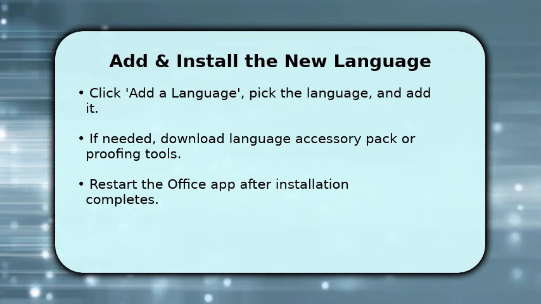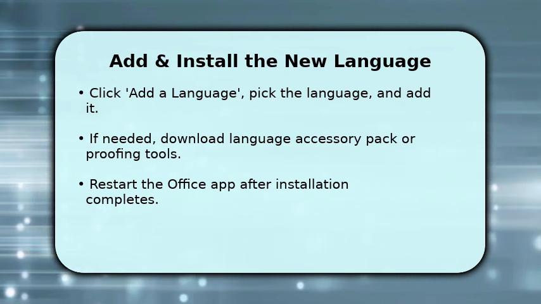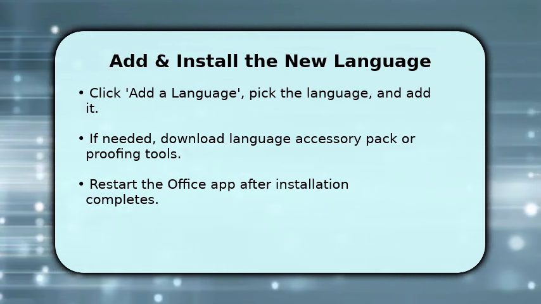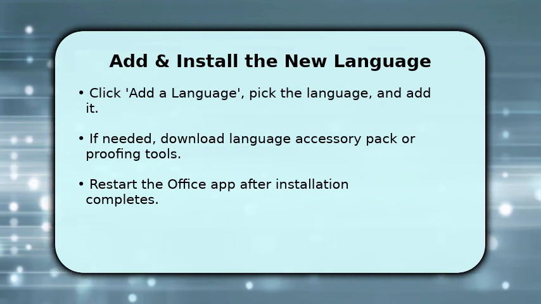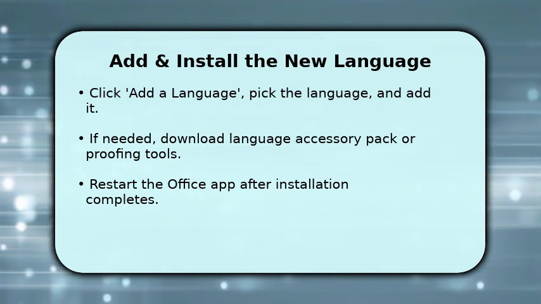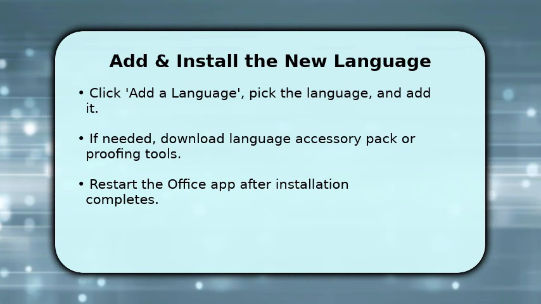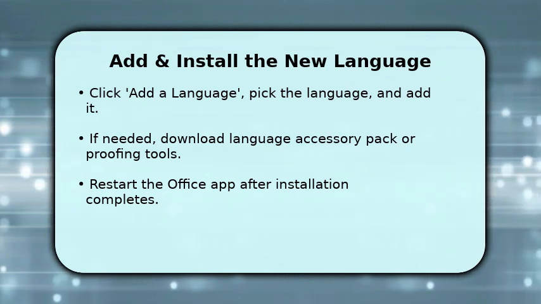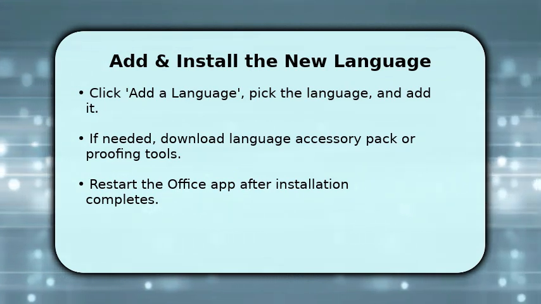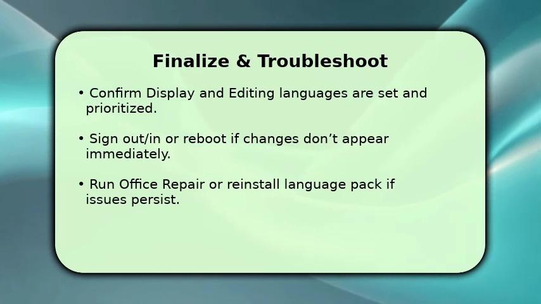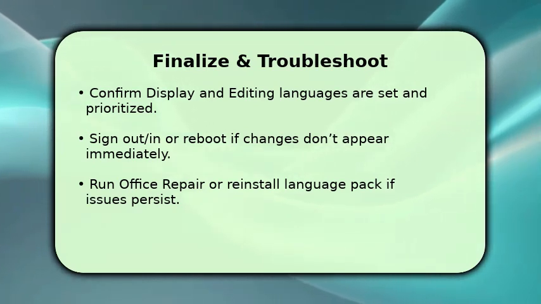Once the files finish installing, set the new language as Display and/or Editing, then close and restart the Office app to apply changes. If you manage multiple Office versions, repeat for each version. To finish, confirm the new language appears at the top of both display and editing lists. Use the Move Up button to prioritize it, then click OK.